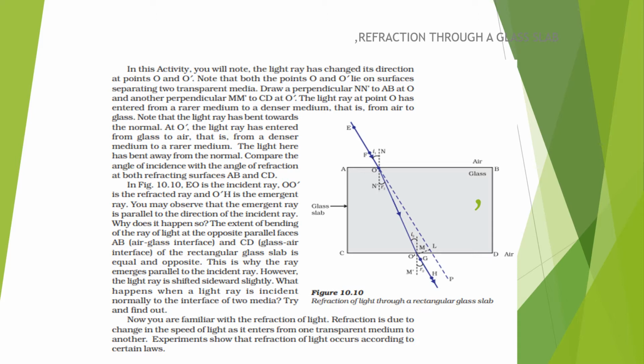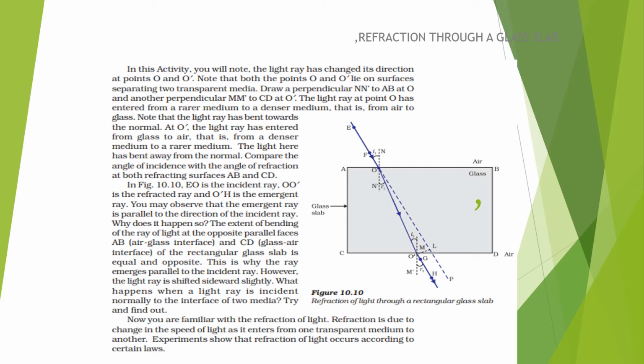Then we need to draw a perpendicular N dash to AB at O and another perpendicular M dash at O dash of CD. The light ray at point O has entered from the rarer medium to the denser medium, that is, from air to glass. Note that the light ray has bent towards the normal at O. At O dash the light ray has entered from the glass to air, that is, from the denser medium to the rarer medium. The light ray has bent away from the normal.